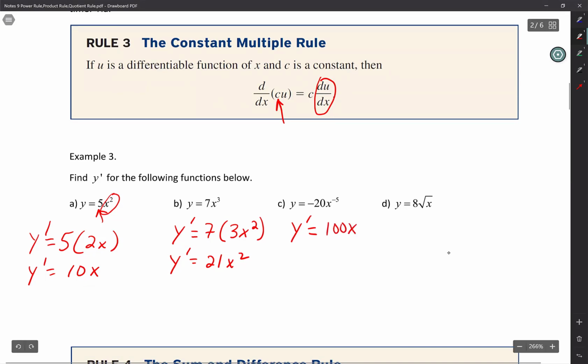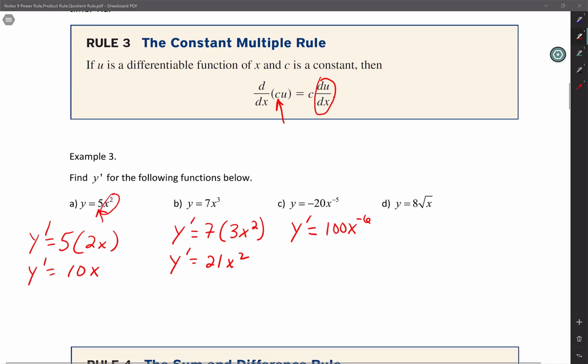100 x to the, no, so we're subtracting 1. There it is. You weren't here for the rule we did. We'll catch you up real quick.